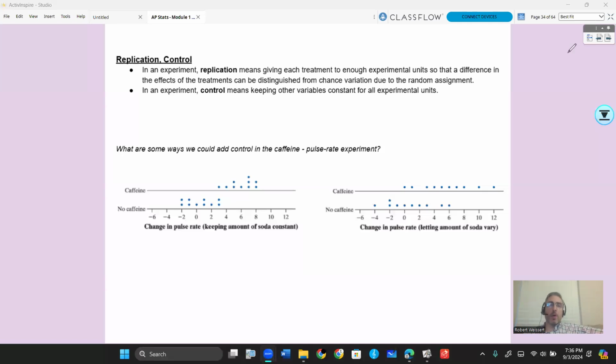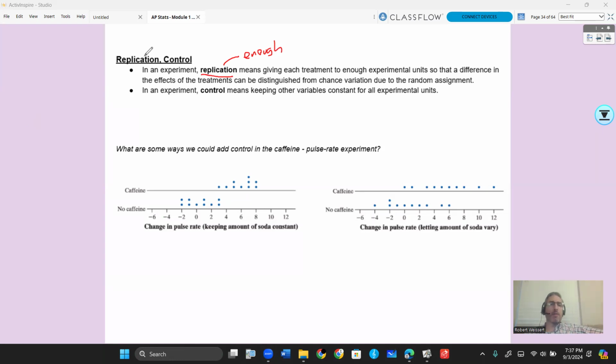So in experiments, we want to be able to make sure we have enough people. So 43,000 people in a vaccine study is a pretty good start. It does not have to be that big. But the idea is we want to have replication. We want to be able to give enough people, enough subjects, enough treatment groups, enough experimental units, I guess, to be able to get good data.